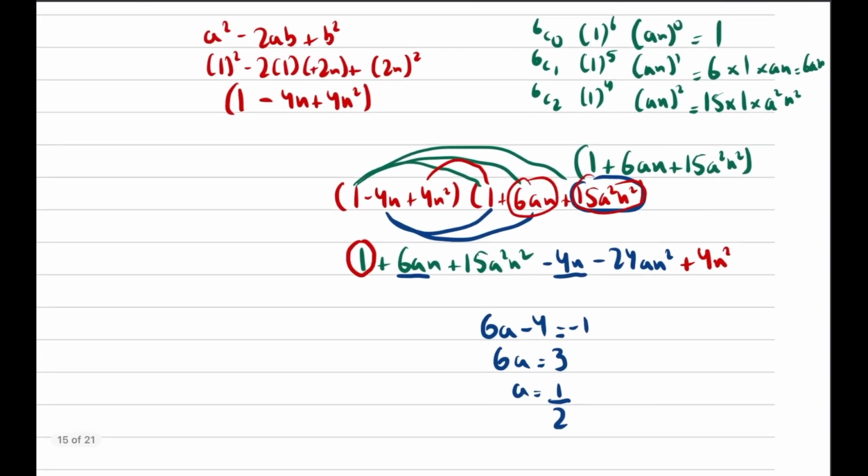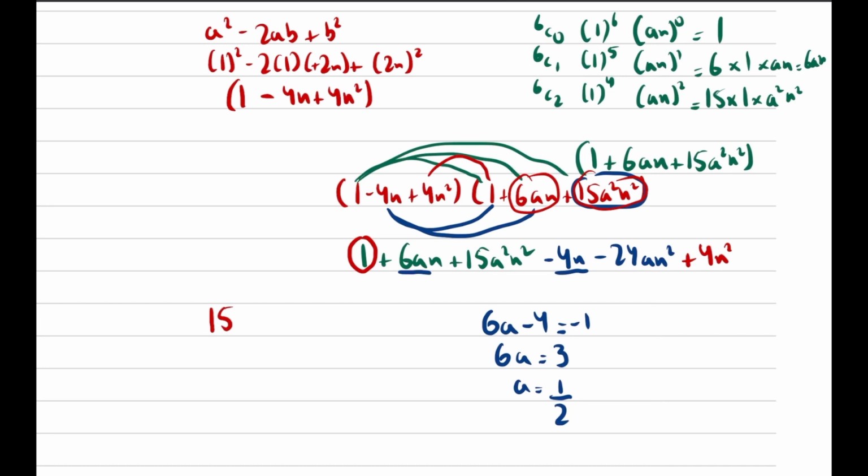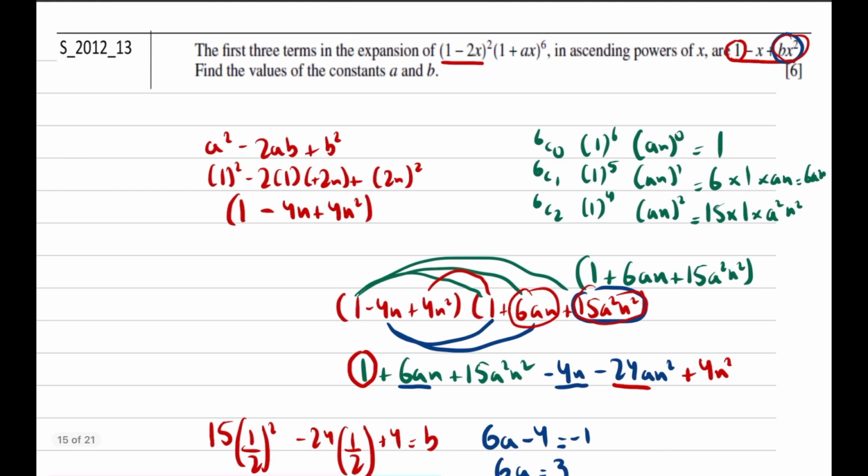Once you get the value of a, what's written with x square? bx square. And here it's 15a square, a is 1 upon 2 square. And here it's minus 24 into 1 upon 2 plus 4 is equal to b. So let's solve this. 15 upon 4 minus 12 plus 4. So my value of b is minus 17 upon 4. Do you get this, guys? So to multiply this, you have to think a little about which terms are needed.